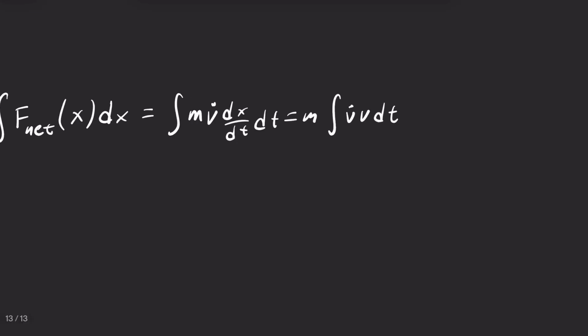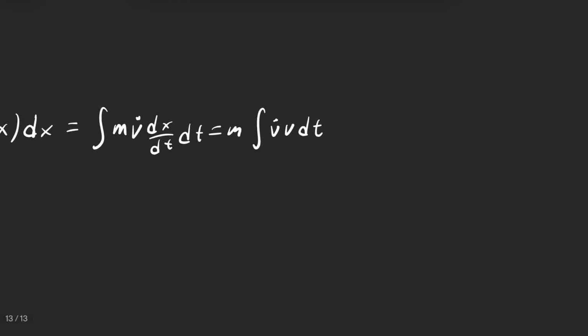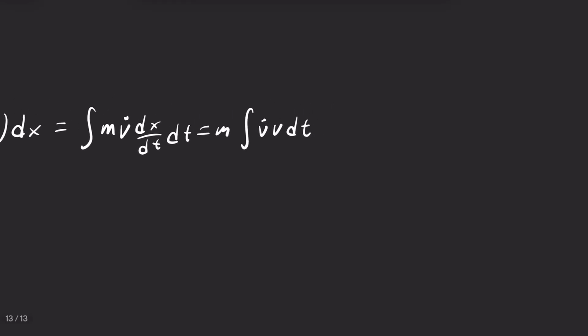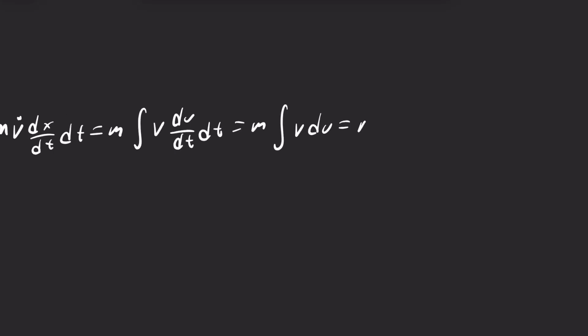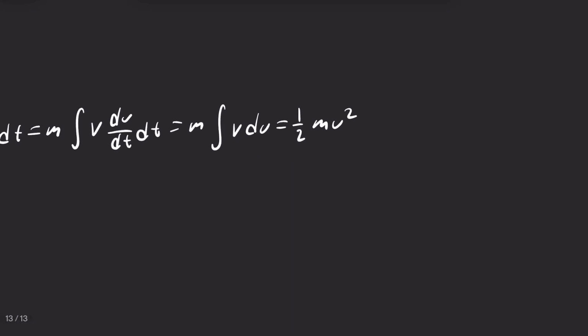And now I can use the chain rule, basically. I'm going to rewrite this as v times dv by dt times dt. And you can clearly see that the dt's are going to cancel, and I'm going to end up with m times the integral of v dv. And from this, I'll get 1/2 mv squared, from v naught, your initial velocity, to your final velocity.